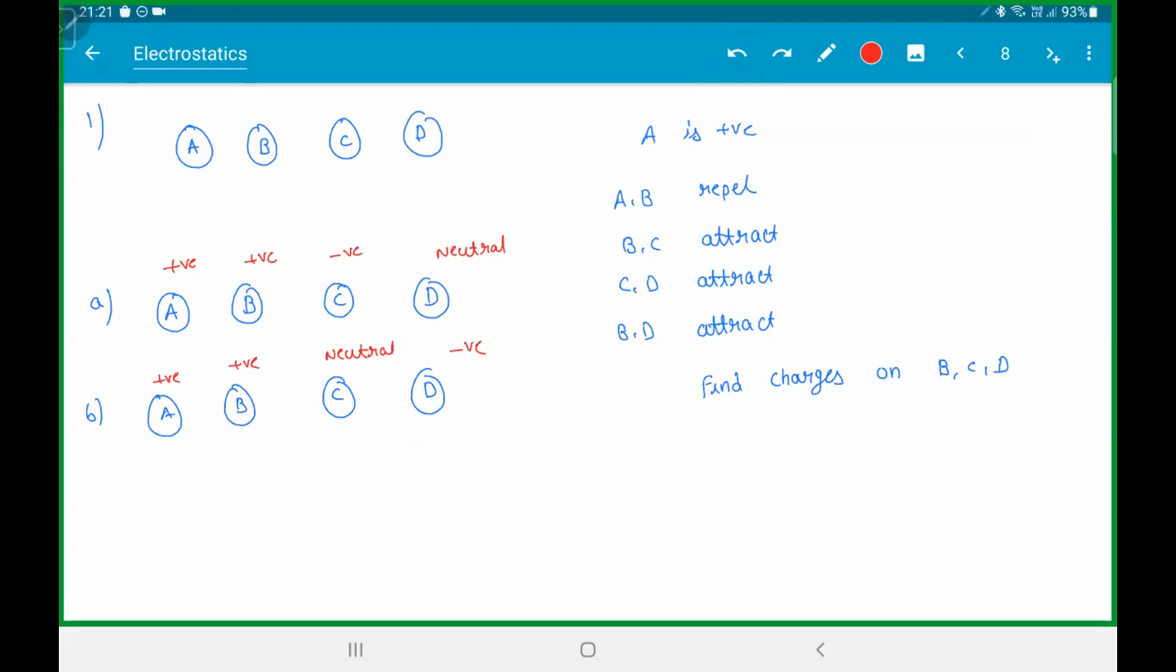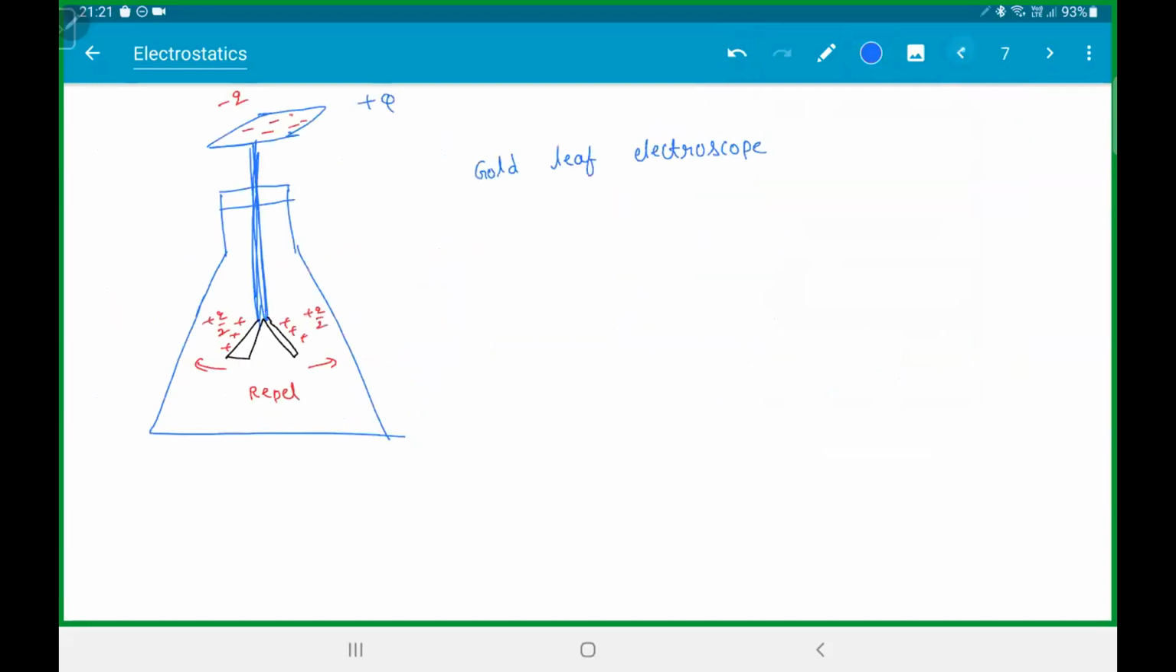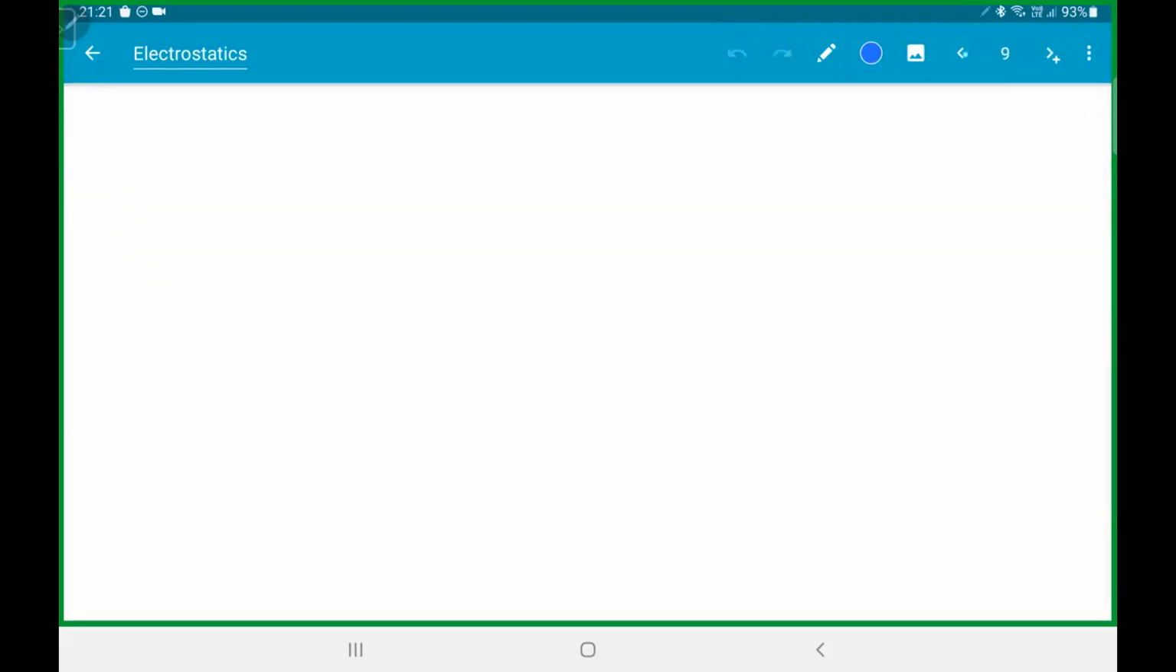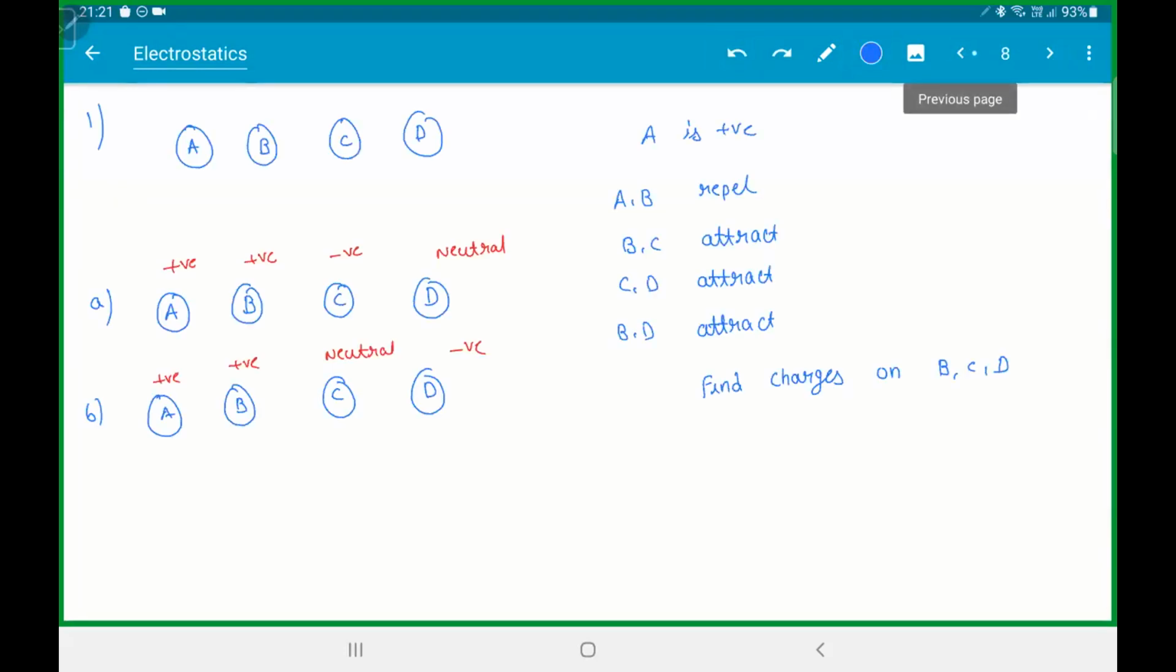Great. Next. Sir, neutral will always attract? Neutral will always attract. Because for a neutral body, you'll always create an opposite charge which is closer, isn't it? Yes. You always attract. All clear with this? Any doubts on the question?